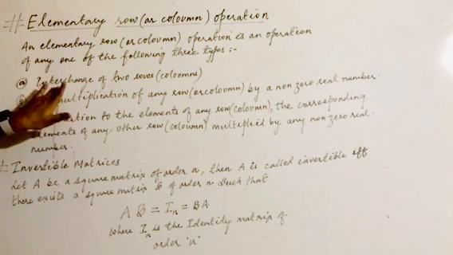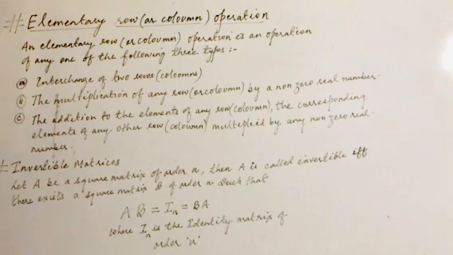The first is called interchange of two rows or columns. If, in a given matrix, I am interchanging the rows or columns, we call it one of the steps of elementary row operation. The next is the multiplication of any row or column by a non-zero real number. That means we can multiply any scalar to any row or column, but it should be non-zero. The next is the addition to the elements of any row or column, the corresponding elements of any other row or column multiplied by any non-zero real number.